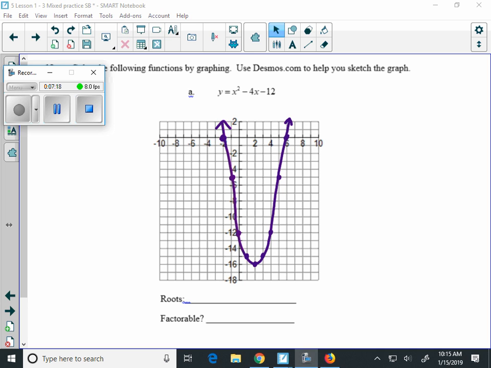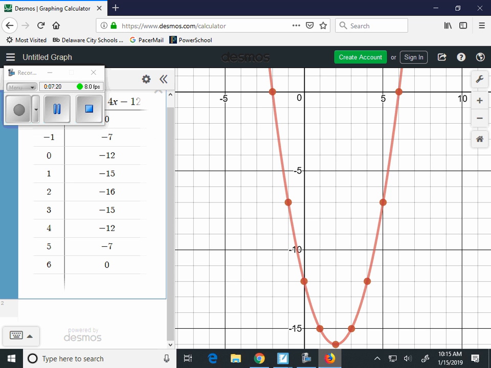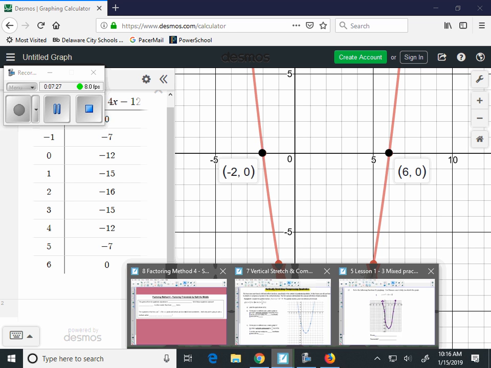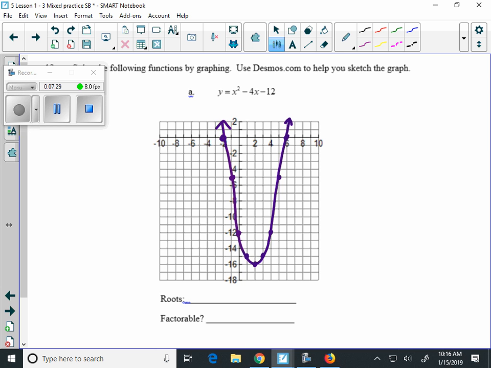Now, from Desmos or your graph here, you should be able to find the roots. Those are the x-intercepts. And it says here that your roots are at negative 2 and 6, which you should be able to see on your picture here. Negative 2 and 6. So we'll write that on our line here. And those two numbers are rational numbers. And rational numbers, when you have those as roots, means that yes, if I wanted to, I could factor this quadratic. All right, try the other problems on this practice.